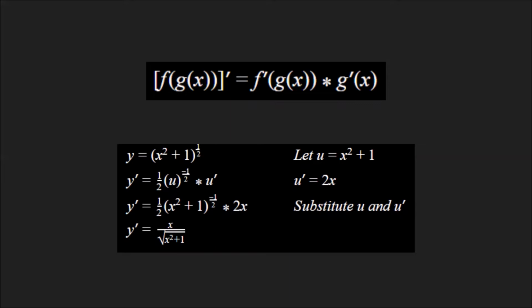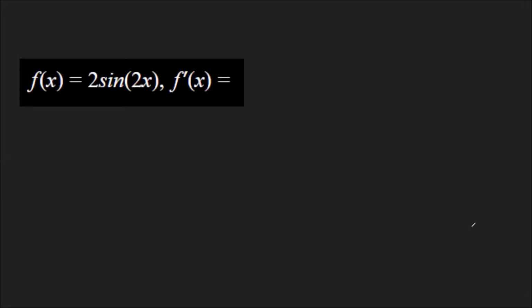And now, like I said, we're going to multiply that by the derivative of g of x, which in this case is u. So we're going to multiply that by u prime. So now we're going to substitute u and u prime in, and now we have the derivative of y is equal to 1/2 times (x squared plus 1) to the power of negative 1/2 times 2x. And we can simplify that so we get y prime is equal to x over the square root of x squared plus 1.